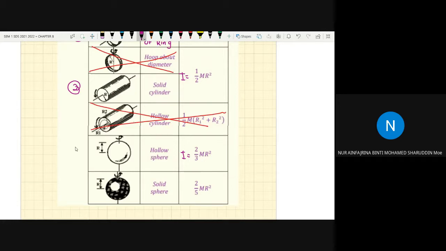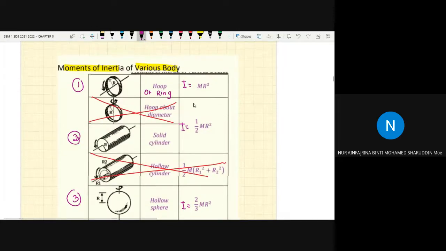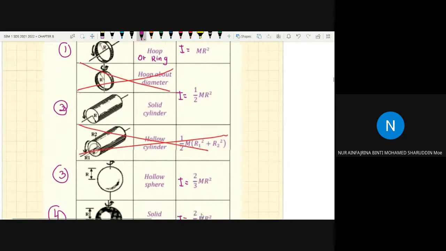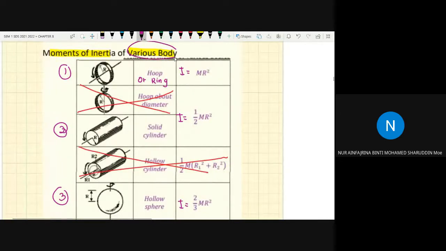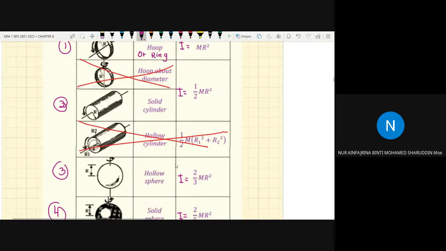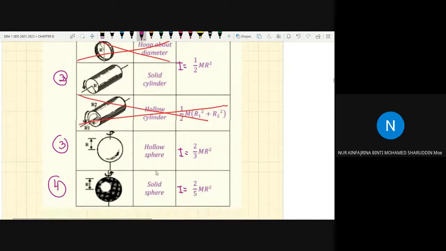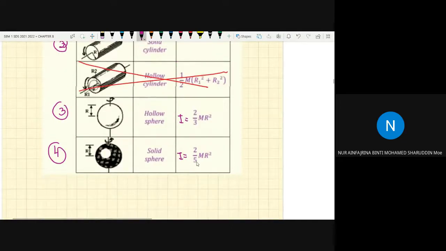Okay, so this is for your number 3, and this is number 4. Number 4, solid sphere. For a solid sphere you use I equals 2/5 mr squared. So you don't have to worry. For the moment of inertia formulas of various bodies, usually the question will already give them. It's just that you have to know as well. Don't ask how we get this, this is how the formula comes.